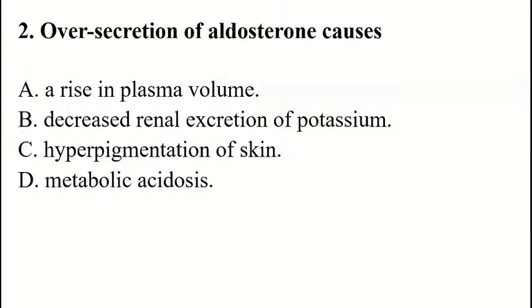Whereas for oversecretion of aldosterone, what is the function of aldosterone again? Sodium regulation, and the production of sodium pumps, potassium pumps and sodium channels. So there will be increased secretion of potassium and increased sodium absorption and water. That is why you have a rise in plasma volume, right? So you should actually have increased renal excretion of potassium, whereas D is absolutely wrong.